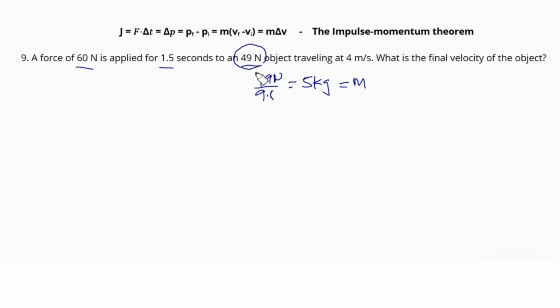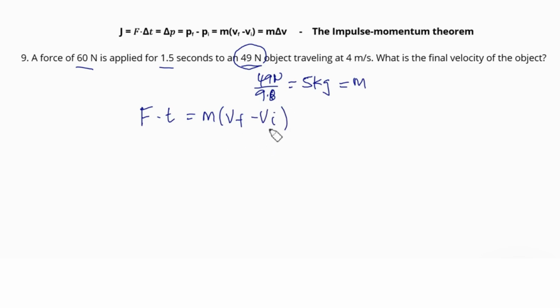You have to be careful whenever they are describing an object. Sometimes they give you the mass, sometimes they give you the weight. It's very easy to see which one it is if you just look at the units. It tells you that it is the weight that was given in this case here. So again, I use Ft equals m(Vf minus Vi).